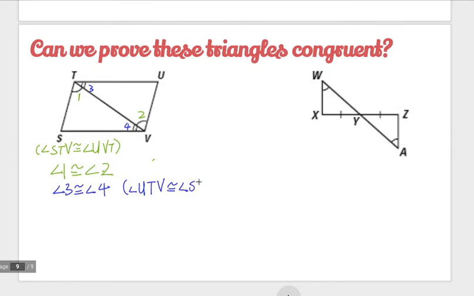Please make sure your vertex is always in the middle if you want to use three letters. So some students might say, I have only two pair of angles. There's definitely no method I can use.